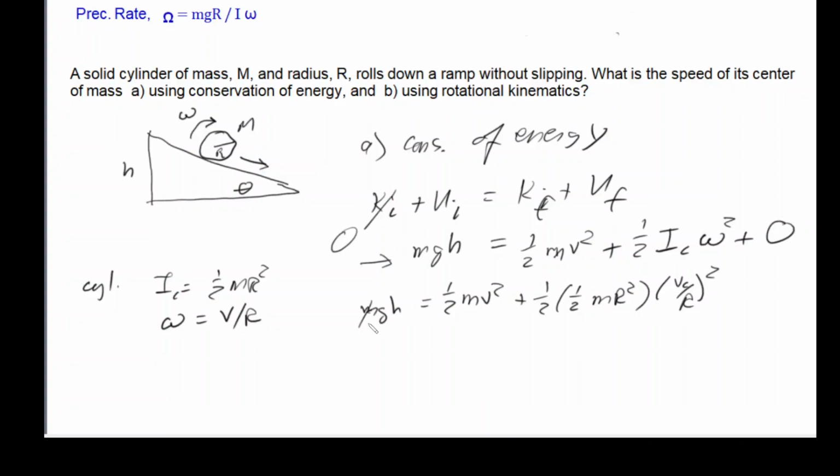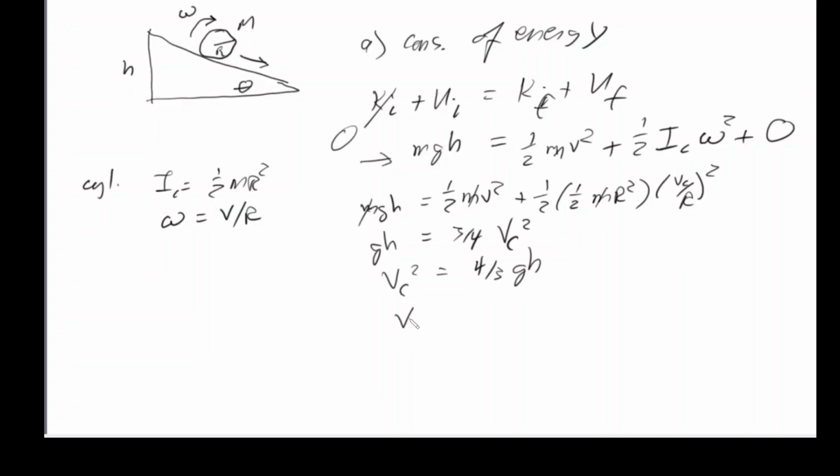So we cross out mass, and we get that gh is equal to 3/4 of v of the center of mass squared. V of the center of mass squared is equal to 4/3 gh, or v of the center of mass is equal to the square root of 4/3 gh. So that's the answer to part A.